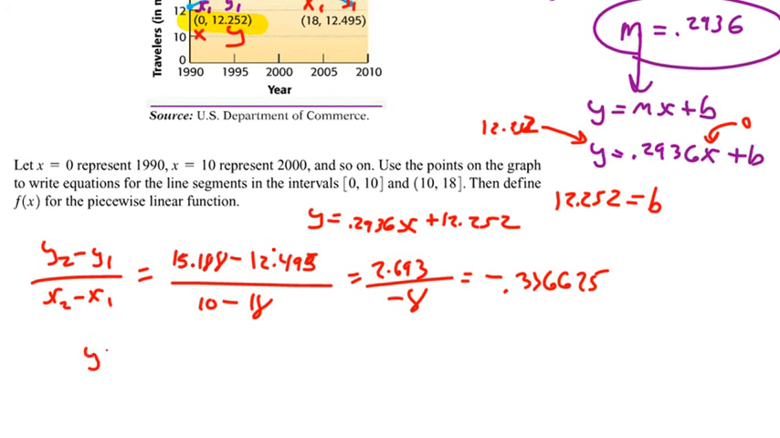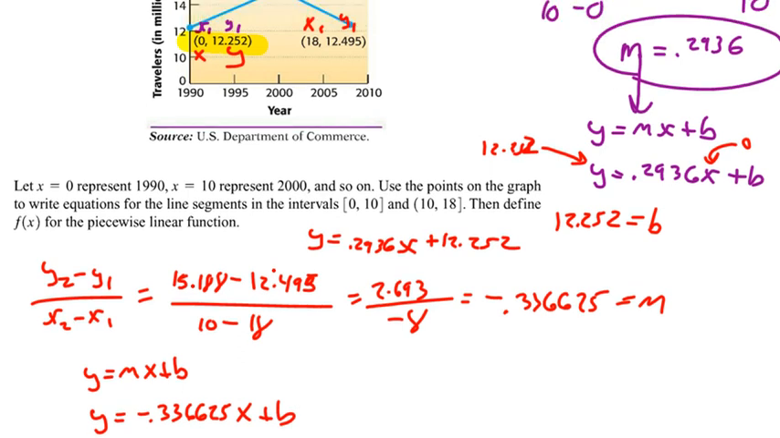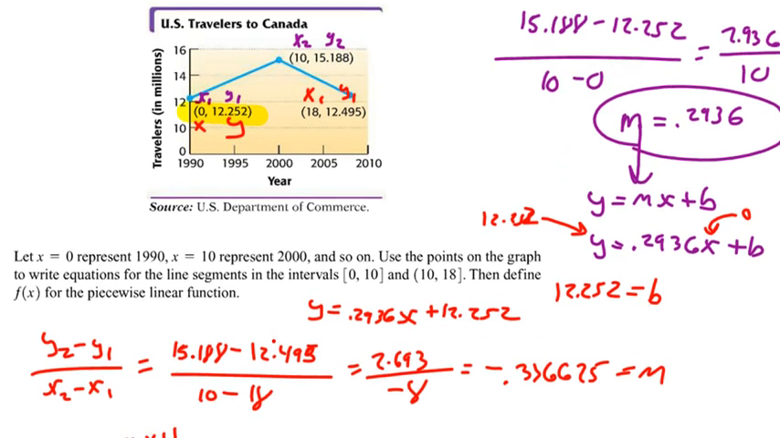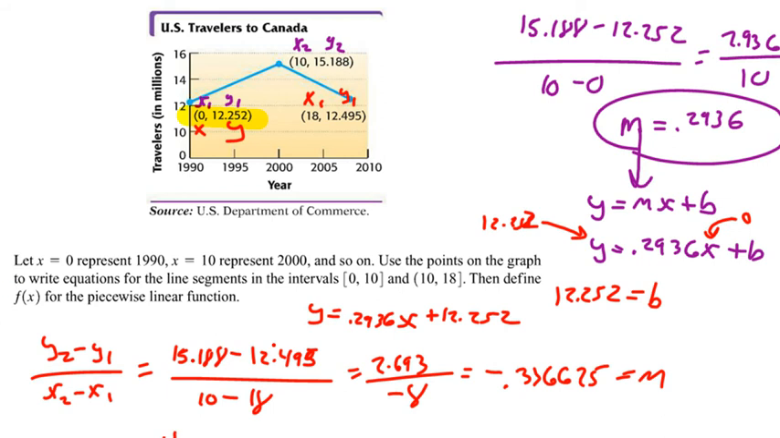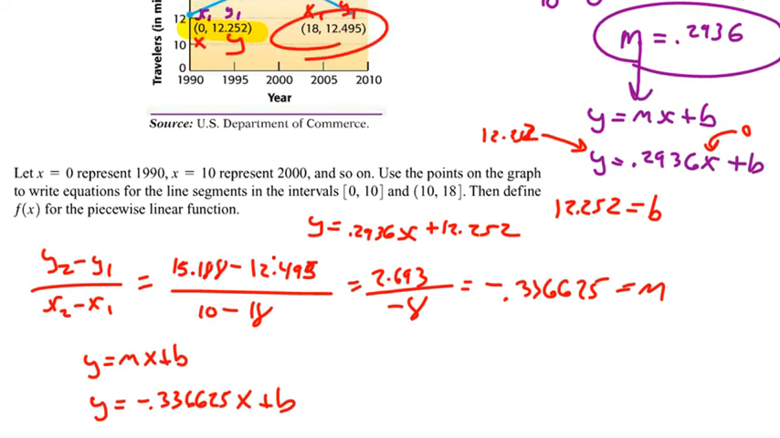So as of this, mx plus b, I know that this right here is my m. So I'm going to plug in my m right here. So y equals negative 0.336625x plus b. If I want to solve for b, I need to choose one of my 2 points. It doesn't matter which of the two that I choose. I'll choose the one right here, the 18 and 12.495. So I'm going to plug in 18 for x, and my y value will be 12.495.